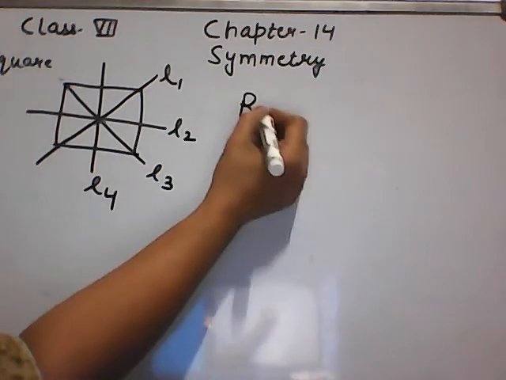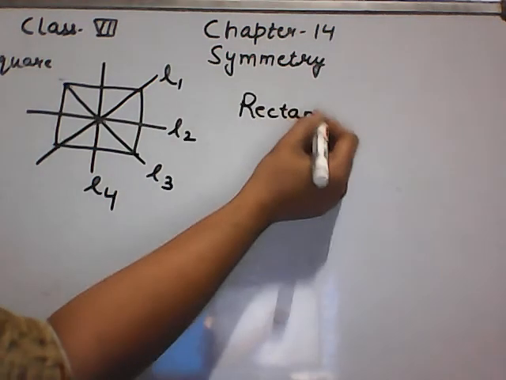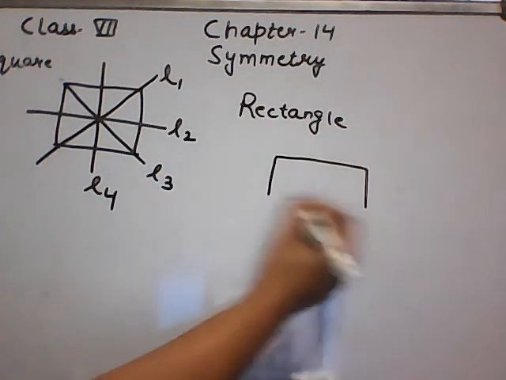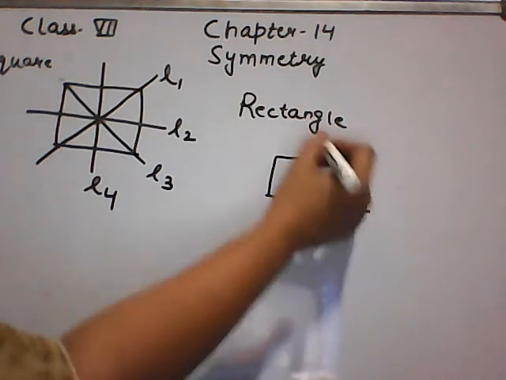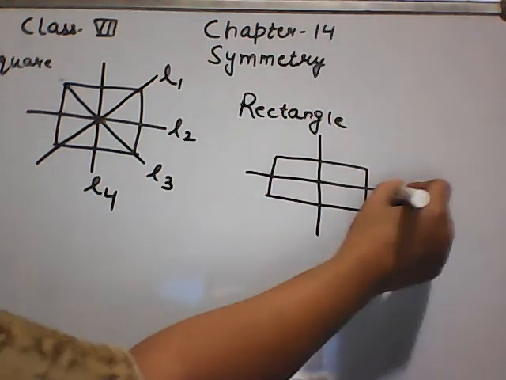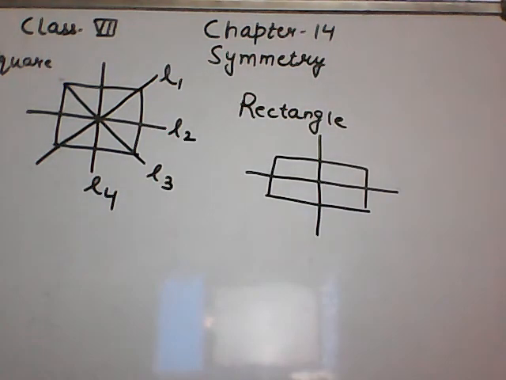Suppose we take the figure rectangle. A rectangle has two lines of symmetry. It is a vertical line of symmetry and a horizontal line of symmetry. If we fold this rectangle along the diagonals, then the two parts do not coincide with each other. So we can say the diagonal line is not a line of symmetry.